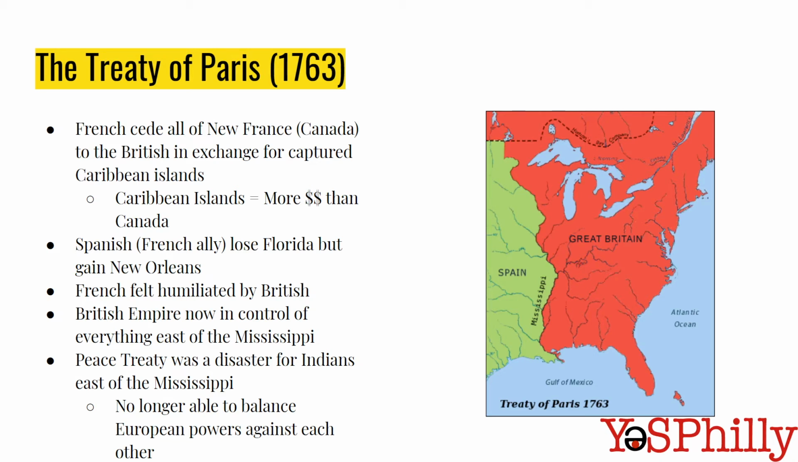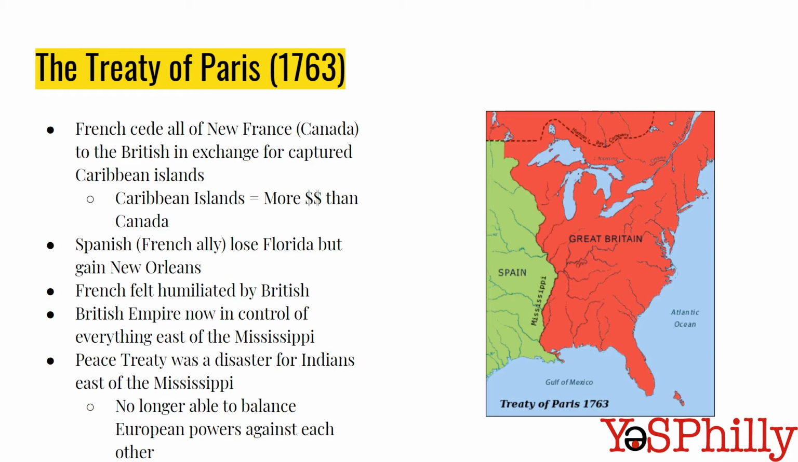And the French feel humiliated by the British with this peace treaty. But what's really important for our purposes is that the British Empire is now in control of everything east of the Mississippi River. So this is all Great Britain now. All of this in red here is Great Britain. And it's also important because it's going to lead right into the next of our 4 long-term causes, or big picture causes, of the American Revolution: this peace treaty was a disaster for Indians east of the Mississippi River.